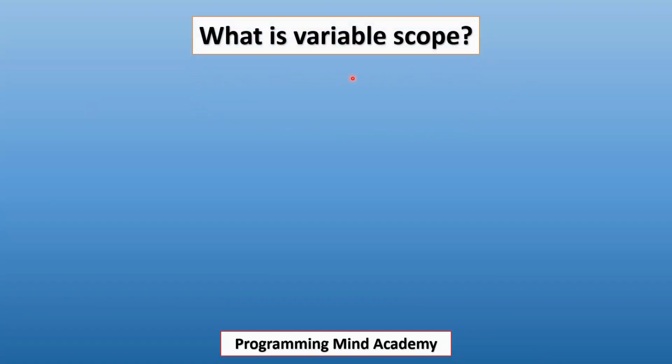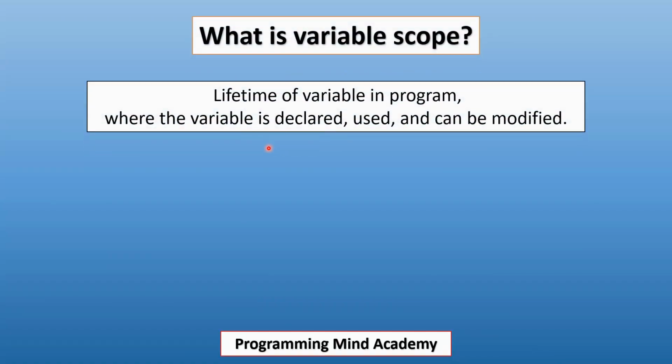So what is meant by variable scope? It is the lifetime of a variable in a program where the variable is declared, used and can be modified. Variable scope is used to understand where we can declare a variable, where we can use that declared variable, in a function or outside a function or anywhere in a program, and where we can modify it.